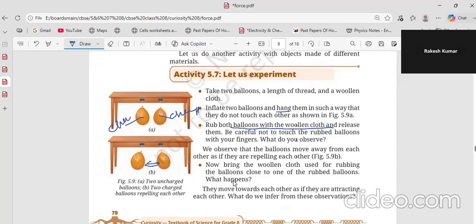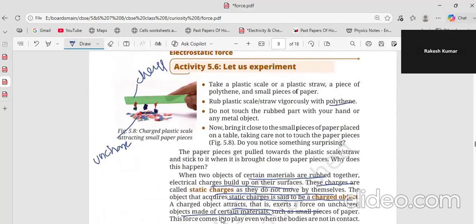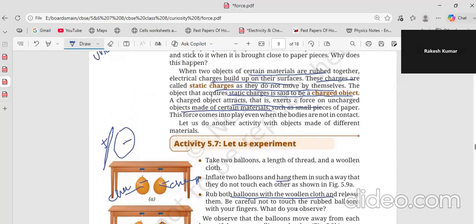Now if you bring the woolen cloth, they will start attracting because they are oppositely charged. You see, when you rub a balloon with a cloth, they will get oppositely charged. If this is minus, this is plus. So they will start attracting. If you rub both the balloons, both of them are negative, so they will start repelling each other. So that's what happens. He says, now bring the woolen cloth used for rubbing close to one of the balloons. They move towards each other as if they were attracting. So when you rub, both of them develop opposite charge. But here the two balloons are of the same charge, so they start repelling each other.